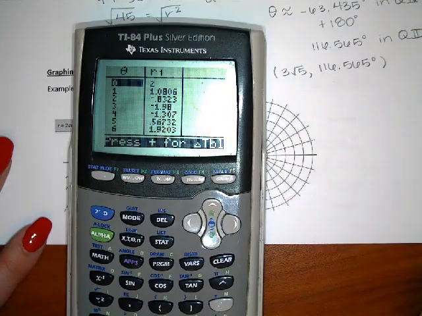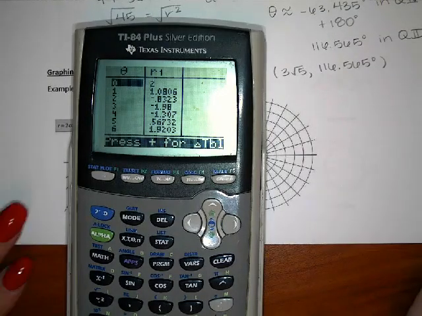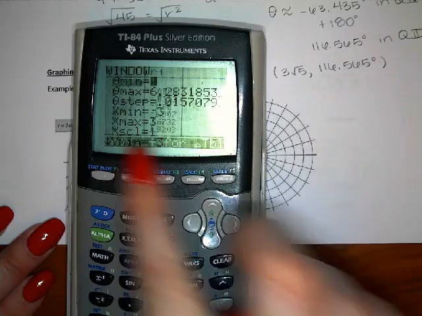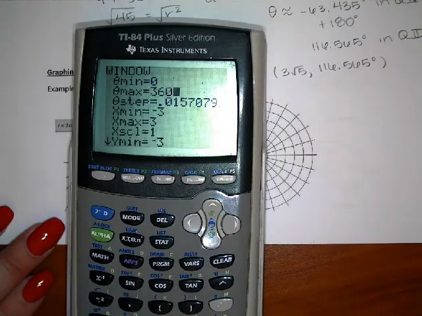That's actually not bad practice. We're going to go ahead and do that. So go ahead and click the window button. We're going to change this to 0 and 360 degrees. And then I'm going to change this to graph 1 degree at a time. So I'm converting everything into degrees.